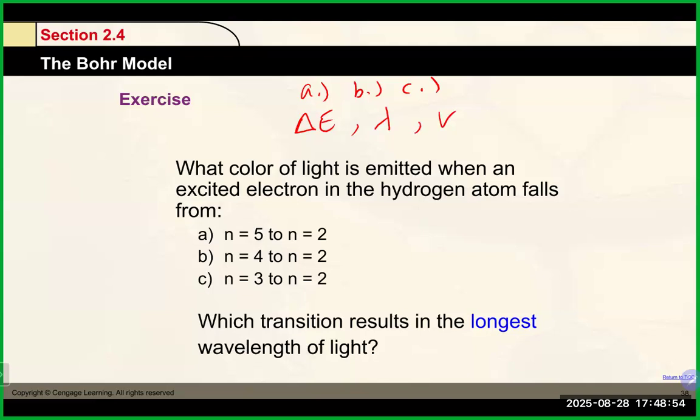The first one is a transition from the fifth energy level to the second. The next one is the fourth energy level to the second for hydrogen, and then the third to the second energy level. For each of those transitions, calculate the energy, the wavelength, and the frequency associated with that electron transitioning. Take a few moments and work through each of those.